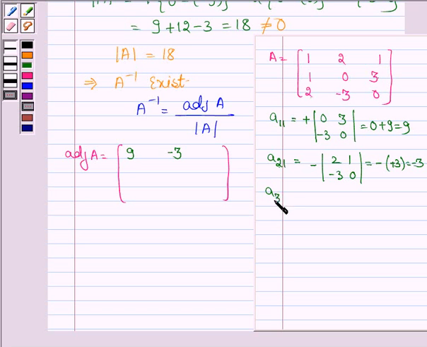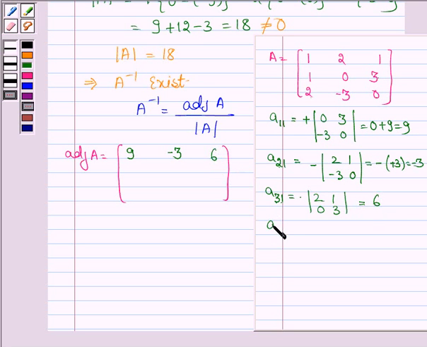Now let us write A31. Thus, 3 plus 1 is 4, which is a positive number. So here we have plus. And A31 is this element. So leaving the third row and the first column, we have 2, 1, 0, 3. And this gives 6. So here we have 6.